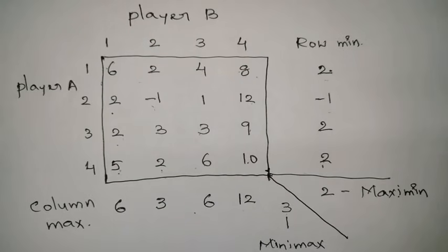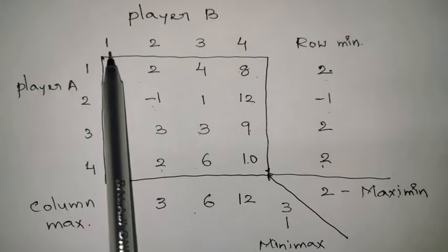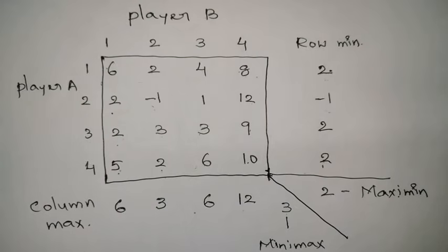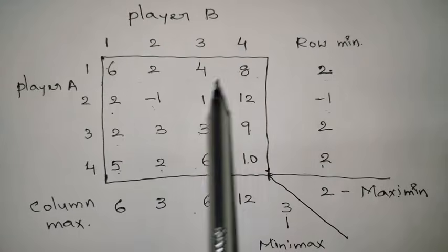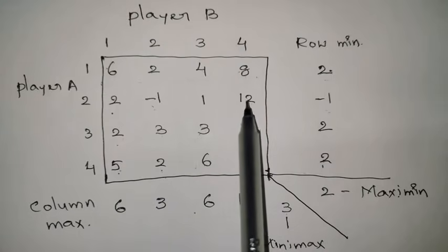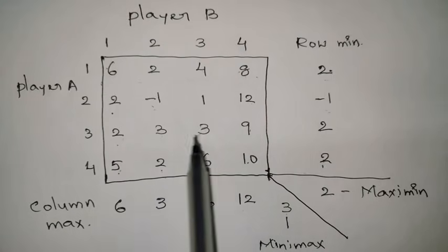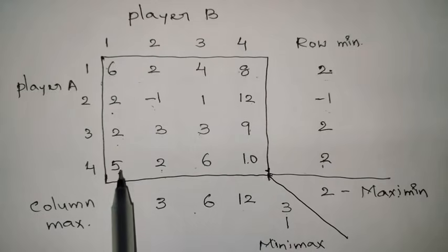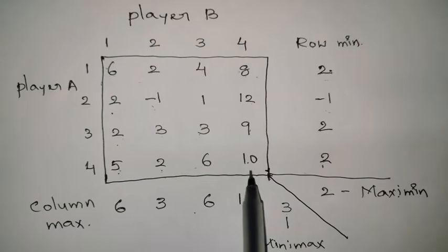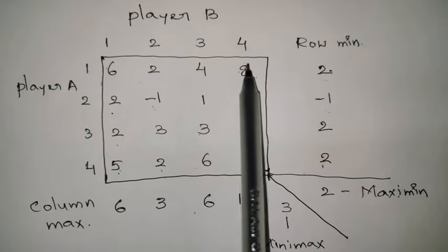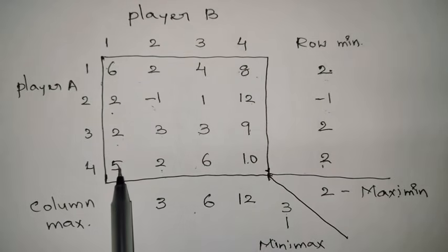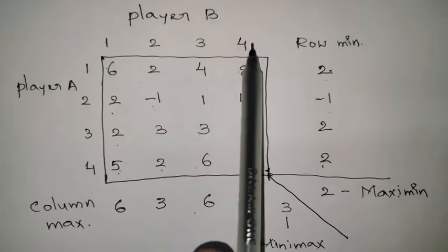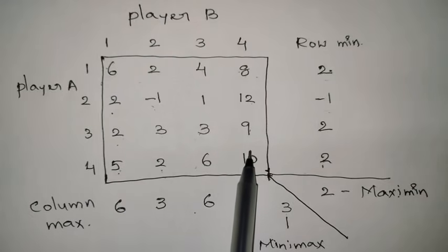Next, take columns 1 and 4. Then check the values. 6, 8, column 4 is higher. 2, 12, column 4 is higher. 2, 9, column 4 is higher. 5, 10, column 4 is higher. So column 4 is completely dominating column 1. So column 4 has higher values. So now eliminate column 4.